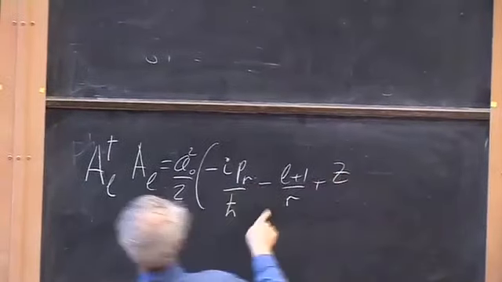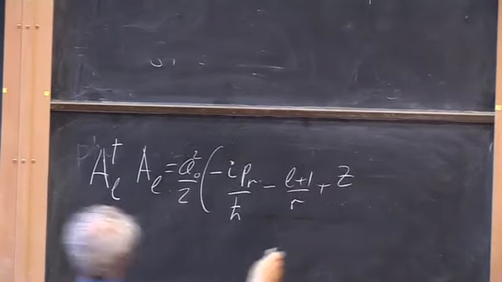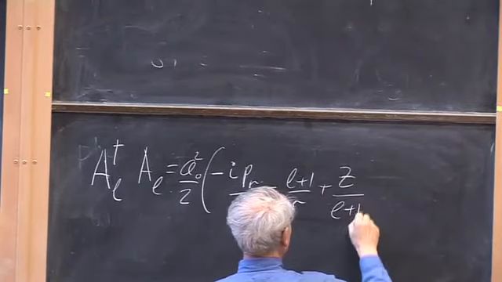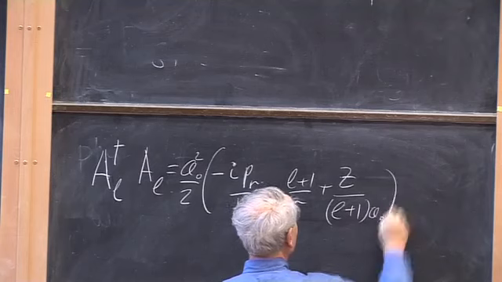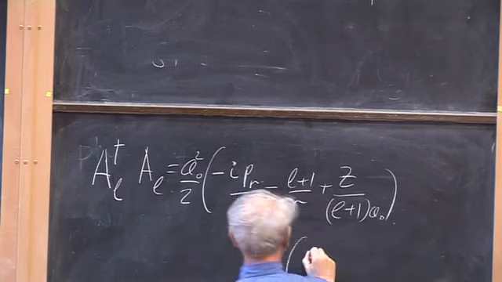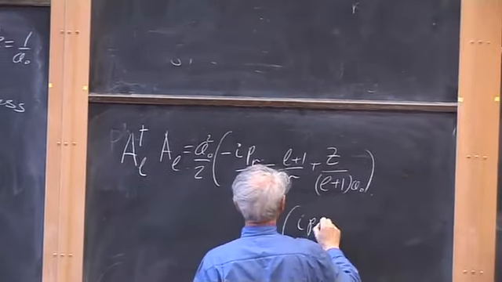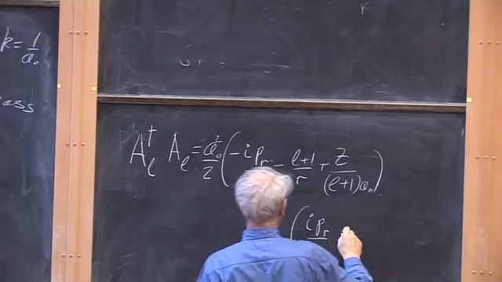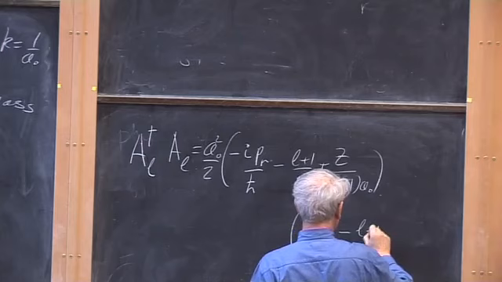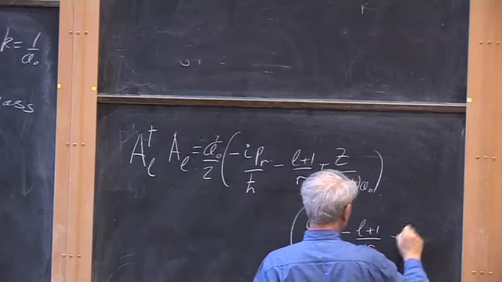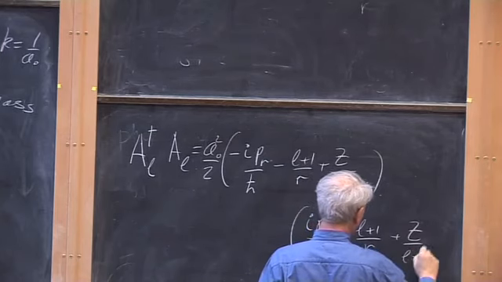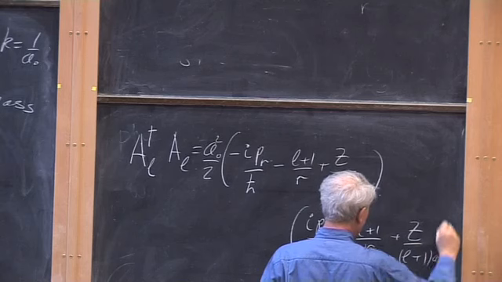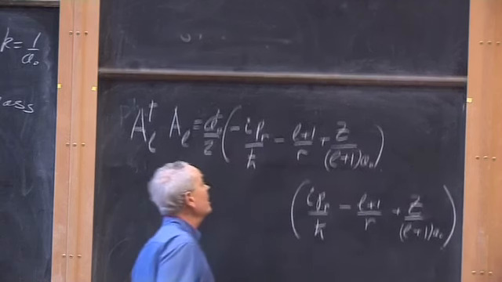Plus Z. Well, actually, this is an operator, strictly speaking, but we're in the position representation, so it looks like a number. And that has to be multiplied onto i P_r over h bar, so no minus sign, because this is A_l I'm writing down now, minus (l plus 1) over r plus Z over (l plus 1) A0. So we have to multiply this stuff out.